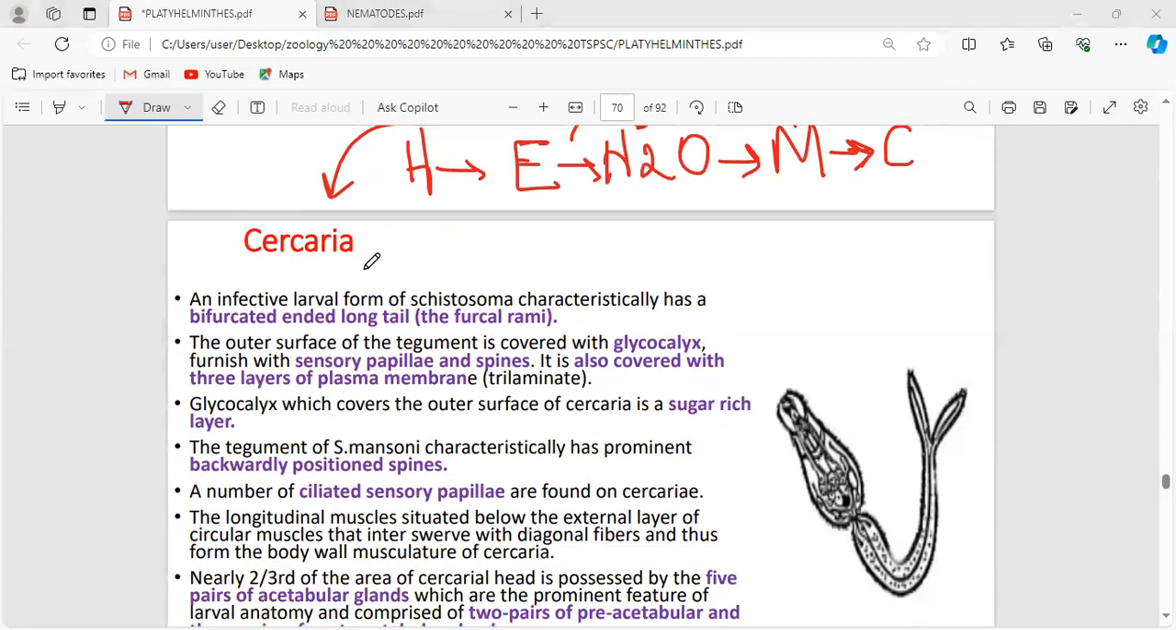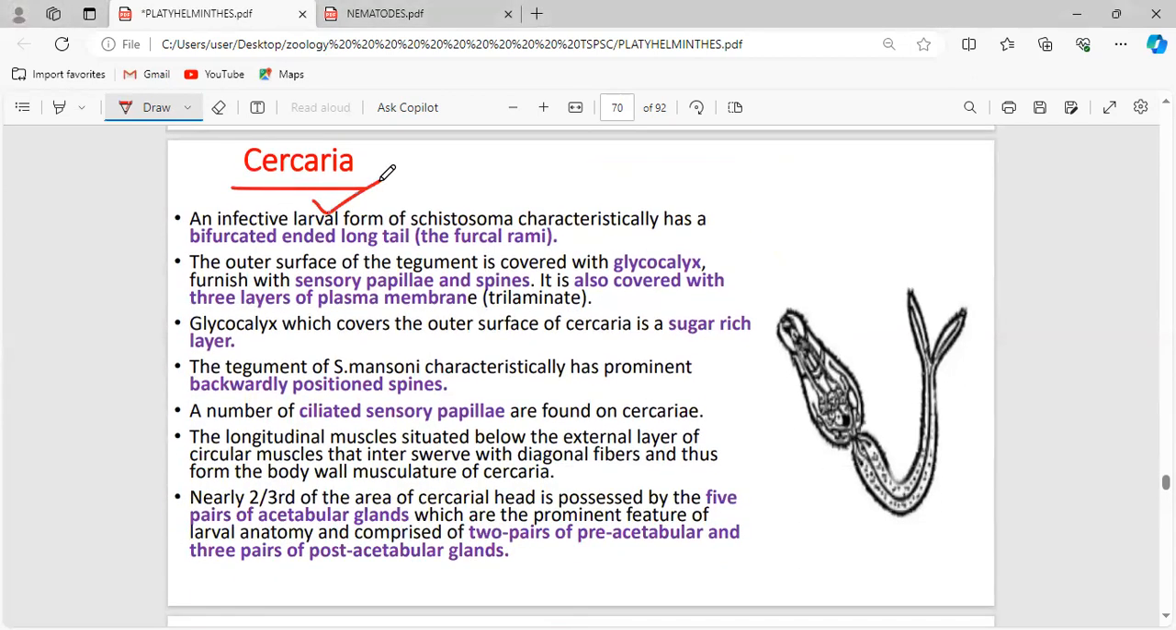Now, cercaria, an infective larval form of schistosoma, characteristically has a bifurcated end and long tail. So this is the characteristic feature of cercaria. It has a two bifurcated tail. Now, the outer surface of the tegument is covered with the glycocalyx, furnished with sensory papillae and the spines. It is also covered with 3 layers of the plasma membrane. As it has the 3 layers of plasma membrane, it is said to be trilaminate.